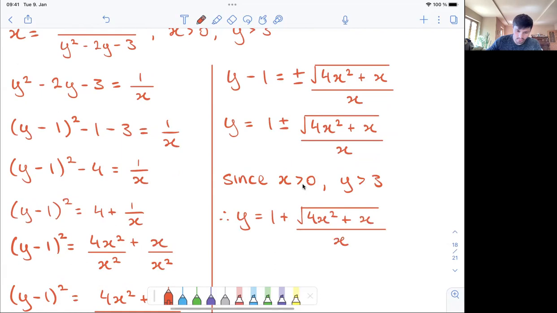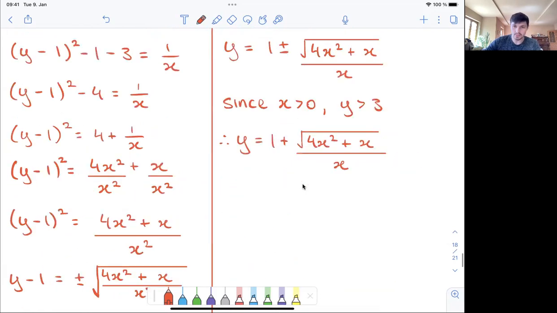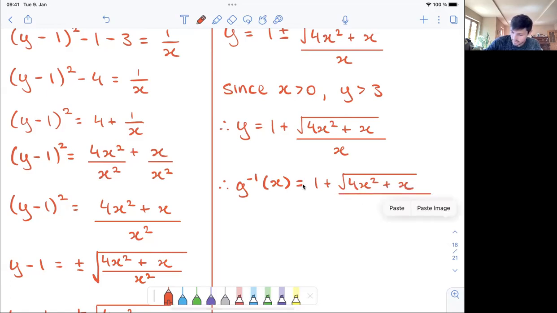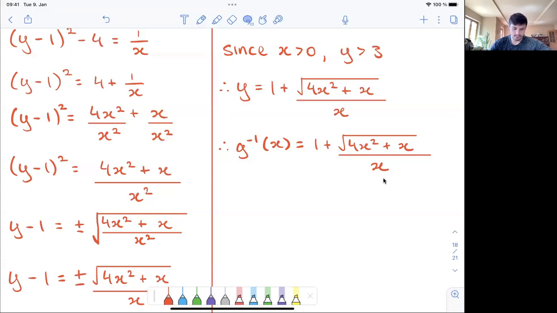Okay, and that's essentially what we were going for. Now we just need to swap out y and g, or the inverse of g. All right, and we can say there, therefore, g inverse of x is equal to 1 plus the square root of 4x squared plus x, over x. Okay, on to part 2.